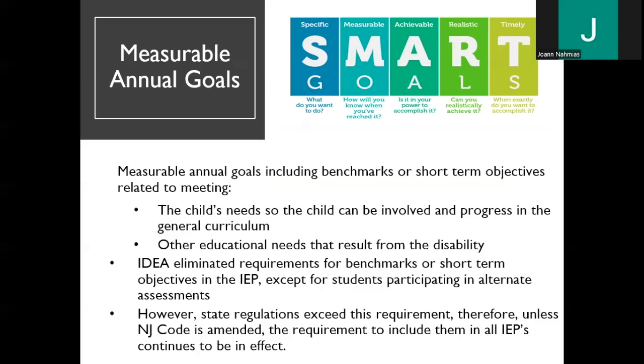When we talk about IEP goals, they need to be SMART. That means specific, measurable, achievable, realistic, and time-bound. They must include measurable annual goals, and in New Jersey, they must also include benchmarks or short-term objectives, even though IDEA no longer requires short-term objectives for all students. These goals should directly address the child's individual needs so they can be involved in and make progress in the general curriculum and any other educational needs that arise from the disability.